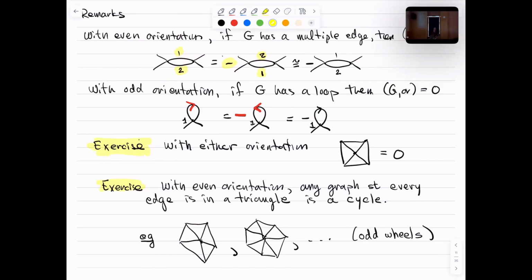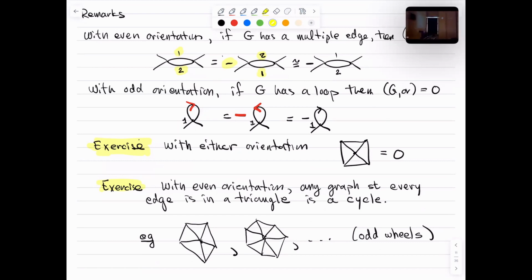If you have the even orientation, any graph with the property that every edge is in a triangle is a cycle. This is an easy exercise. Collapse an edge in a triangle, and then you get a double edge, which is 0.